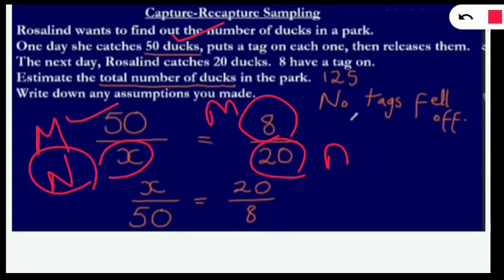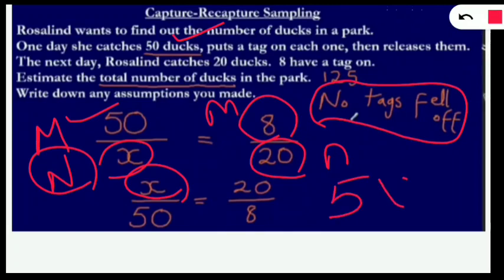Here we will assume that no tags fell off. After the first day, the tags are still intact, they haven't fallen, so you should assume that. And then simply multiplication. What is the formula to find N? Here we have taken X, that means it is 50 multiplied by 20 divided by 8. After solving this, we get the value as 125.